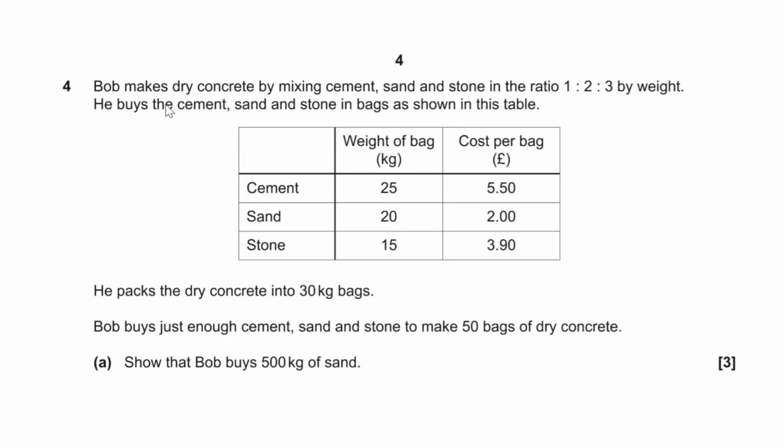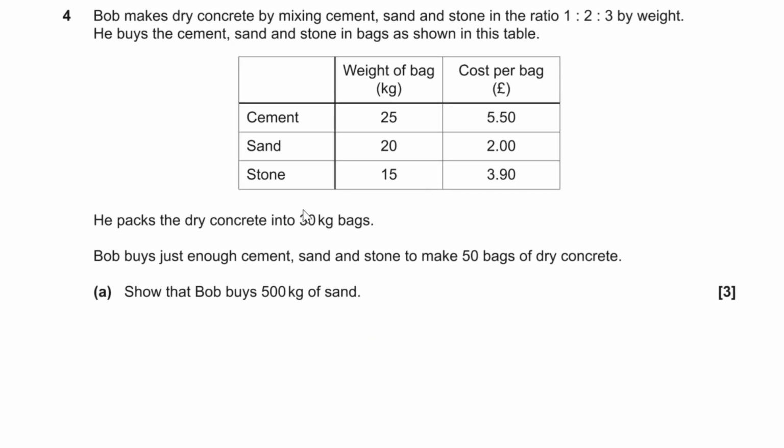Question number 4. Bob makes dry concrete by mixing cement, sand and stone in the ratio 1:2:3 by weight. He buys the cement, sand and stone in bags as shown in this table. He packs the dry concrete into 30 kilogram bags. Bob buys just enough cement, sand and stone to make 50 bags of dry concrete. For part A, we have to show that Bob buys 500 kilograms of sand.